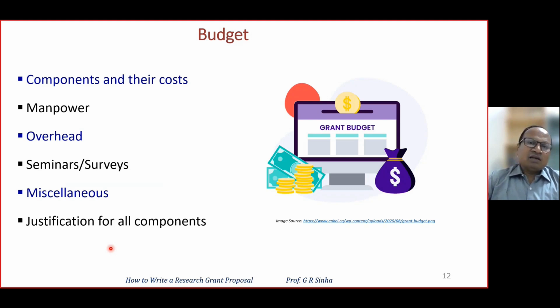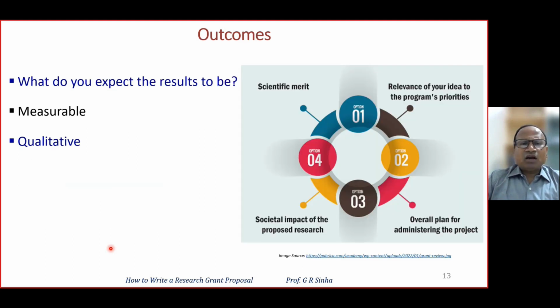Generally, the funding agency suggests the maximum limit. I mean, if you just put your budget within the limit, it would be really appreciated. Then outcomes, what do you expect the results to be? What are your expected outcomes? You need to highlight, you need to write.